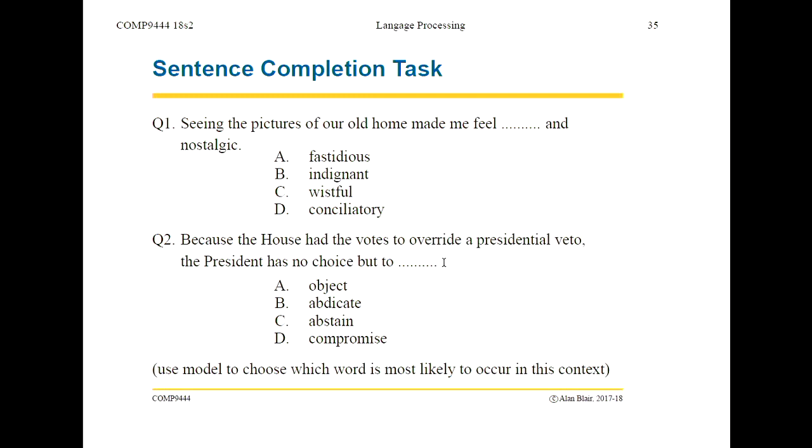But anyway, that's an aside. Your model might have difficulty with this too, because if we're just looking at word association, all of those words might occur within that context. So this shows that sometimes you need a bit more than word association in order to answer these questions.